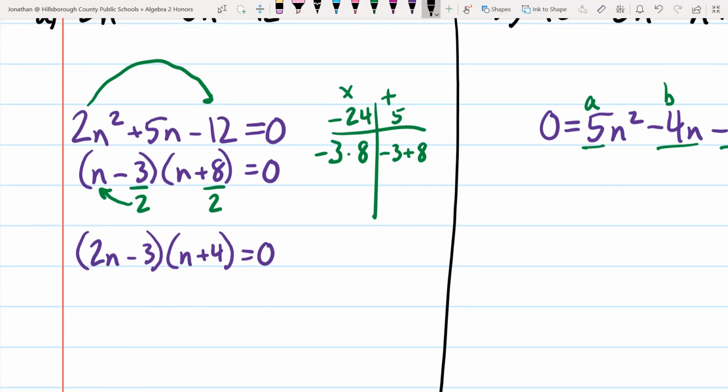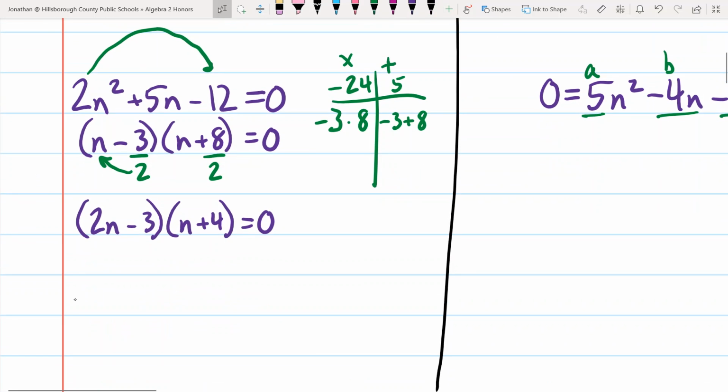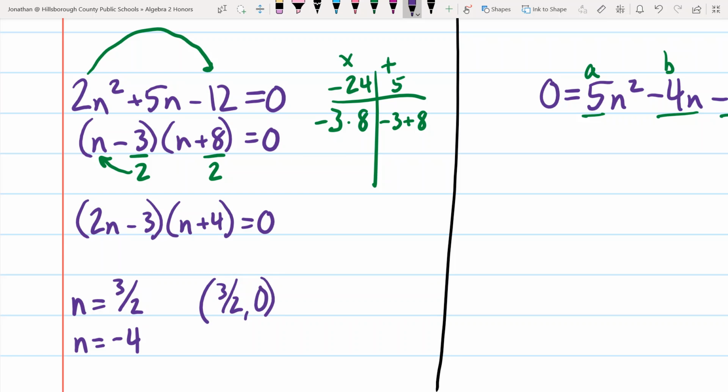Set both of these equal to 0. So the first one, 2n minus 3 equals 0. We would be adding 3 and dividing by 2. For the second one, we would be subtracting 4. Now, these are points. These are x-intercepts. So get used to writing them as intercepts.